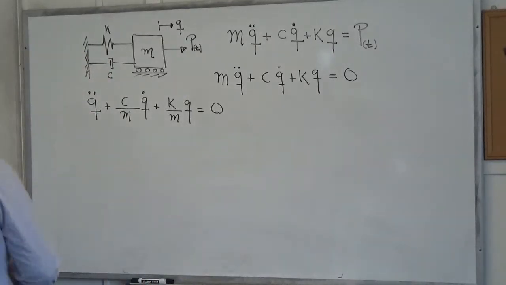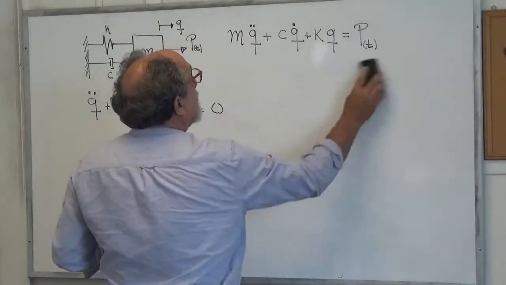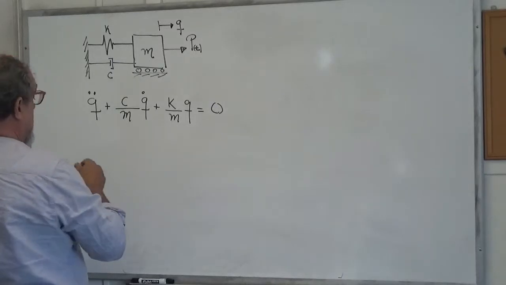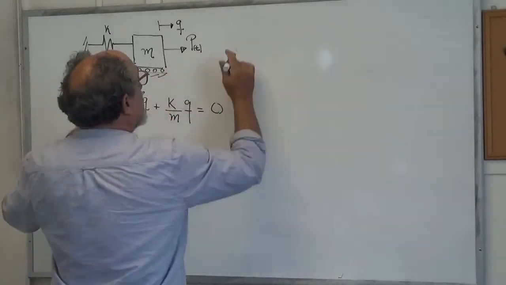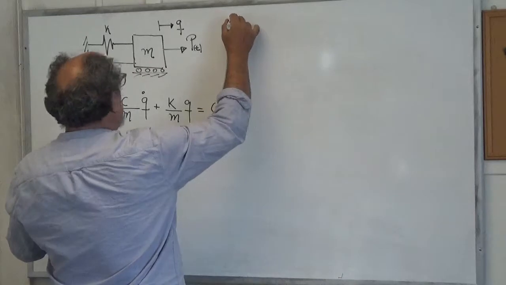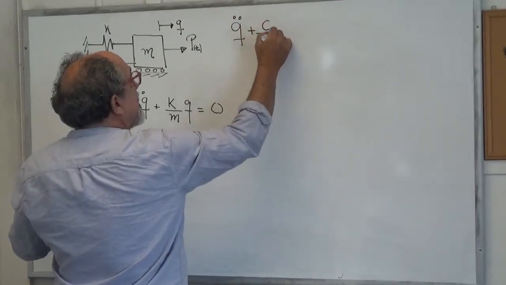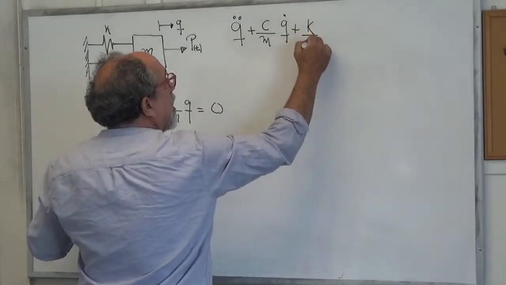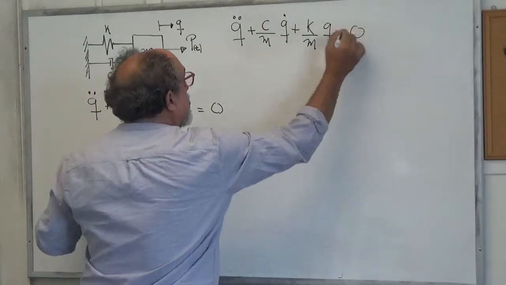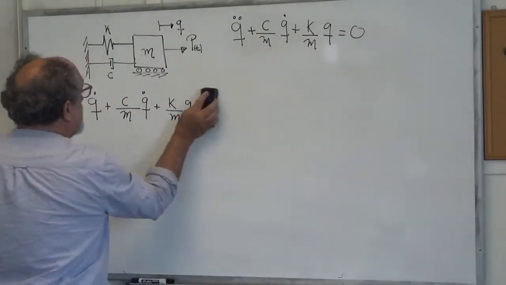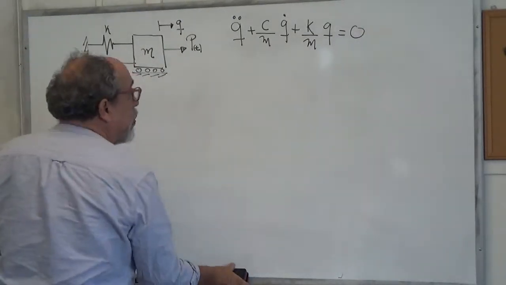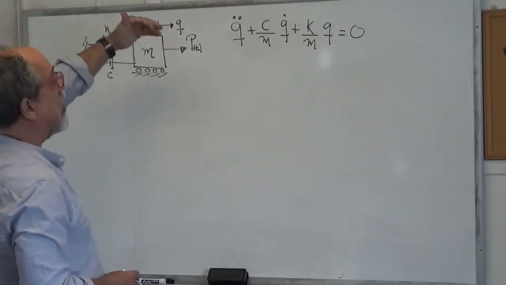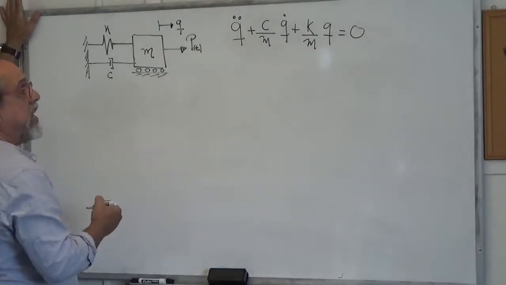Okay? Now, this is a second order linear differential equation, and we can propose a solution. Let me copy this equation on top to give myself more room: q double dot plus c over m q dot plus k over m q is equal to 0. We wish to see what the solution of this equation is, so we begin, as we normally do in differential equations, by postulating a solution.